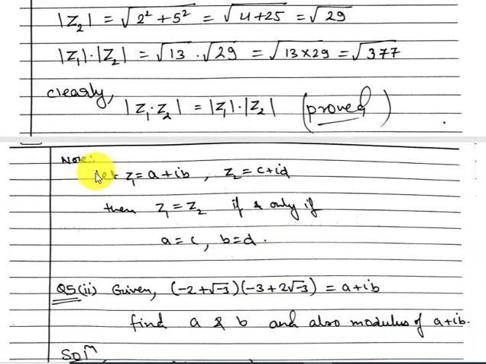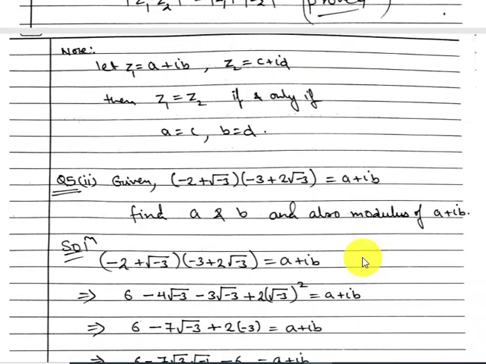Okay, before we move on to the next question, you must remember that suppose I've got two complex numbers z1 and z2, such that z1 is a plus ib and z2 is c plus id, then we would say that z1 is equal to z2 only if this a is equal to c and this b is equal to d.